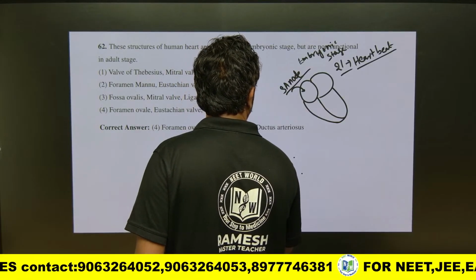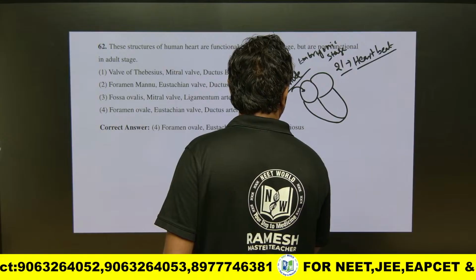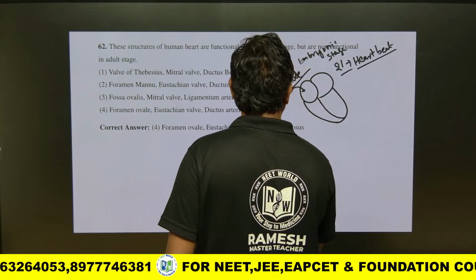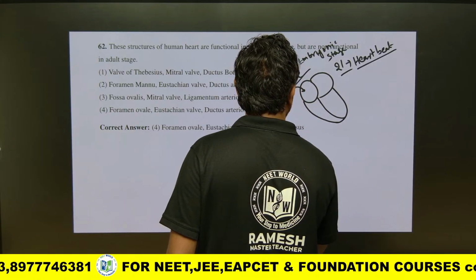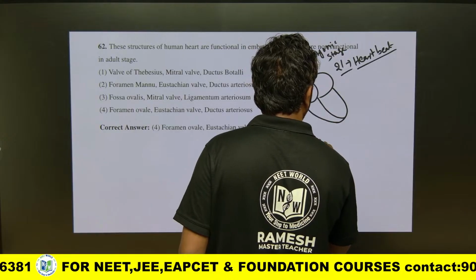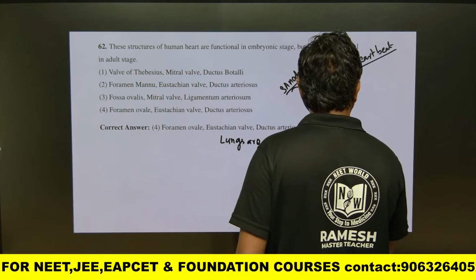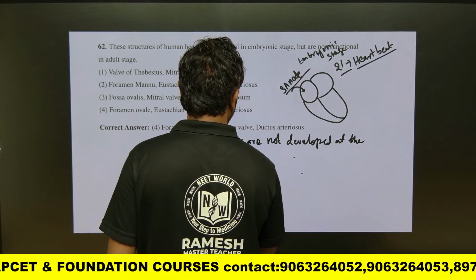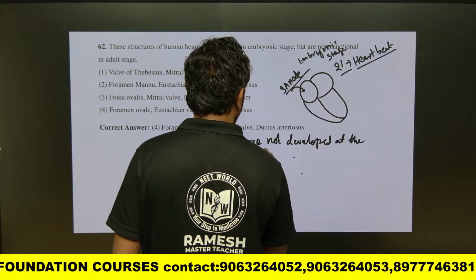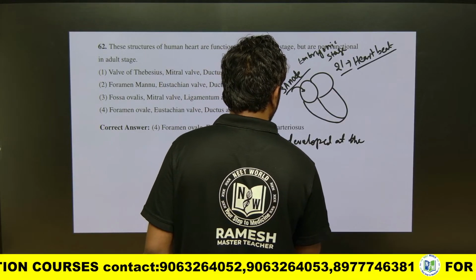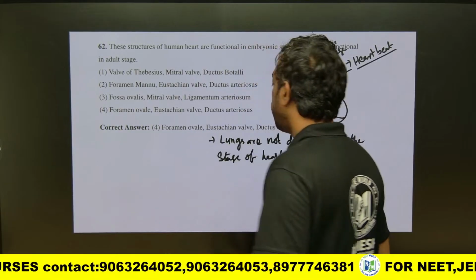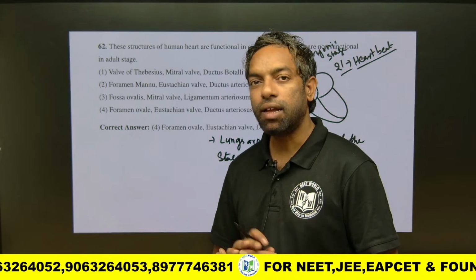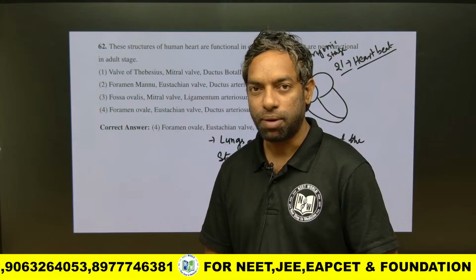Lungs are not developed at the stage of the heartbeat. So who supplies the oxygenated blood? Where does the fetus take oxygen from? From the mother's placenta, right?